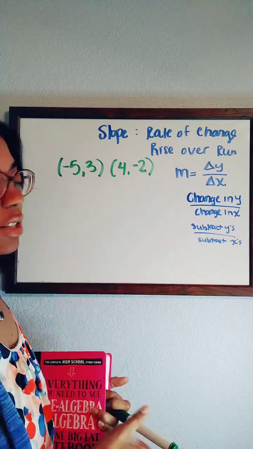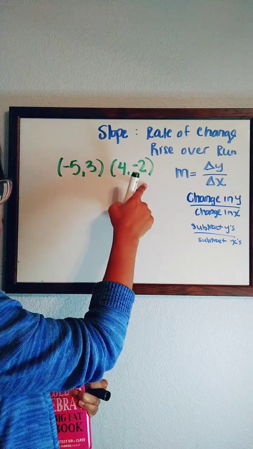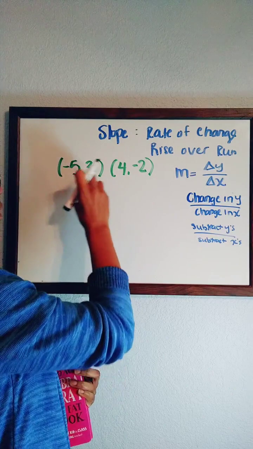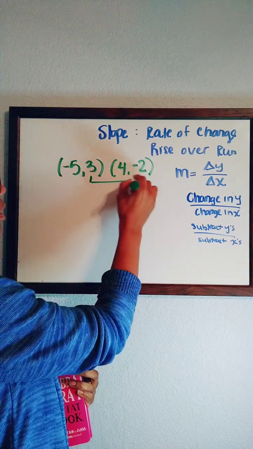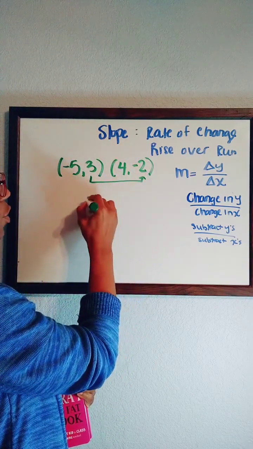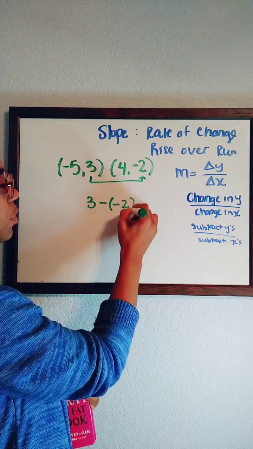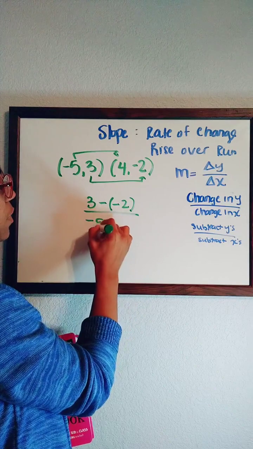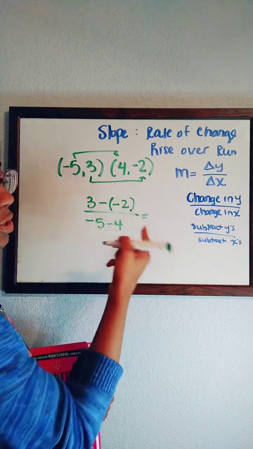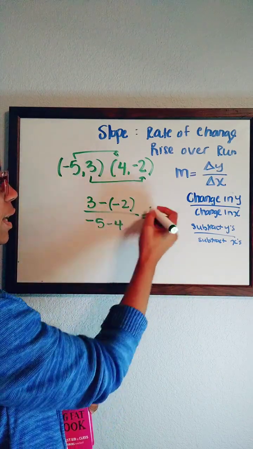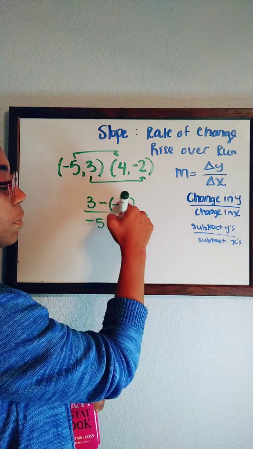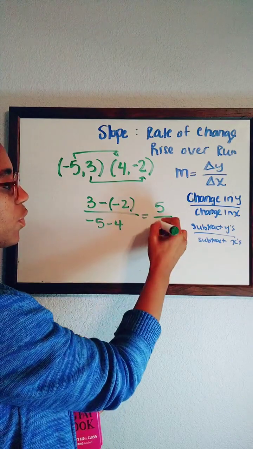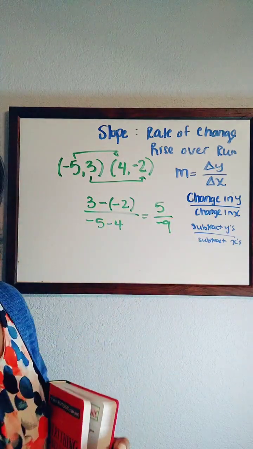-5/9, yes. Be careful with these negatives, because -5 is at the bottom. I'm looking at how my y changed, 3 minus -2, over -5 minus 4. So don't just do 3 minus 2. It would be 3 minus a -2, which is 3 plus 2. That's going to be your 5. Then -5 minus 4 is -9.